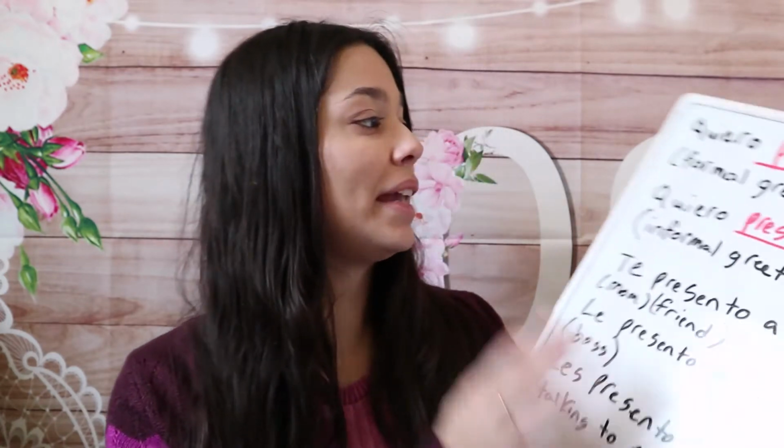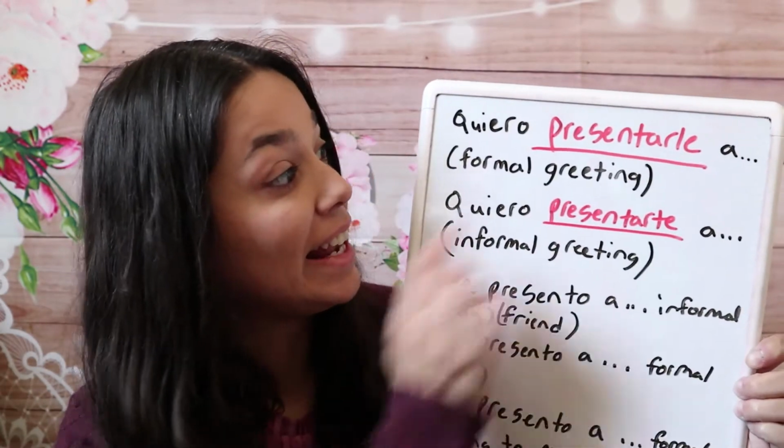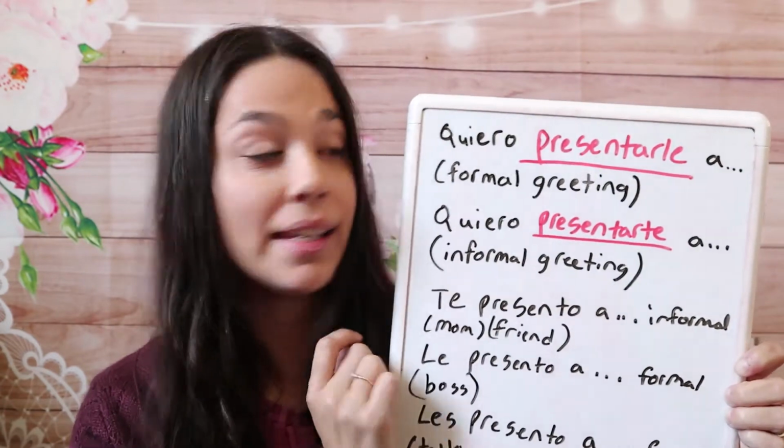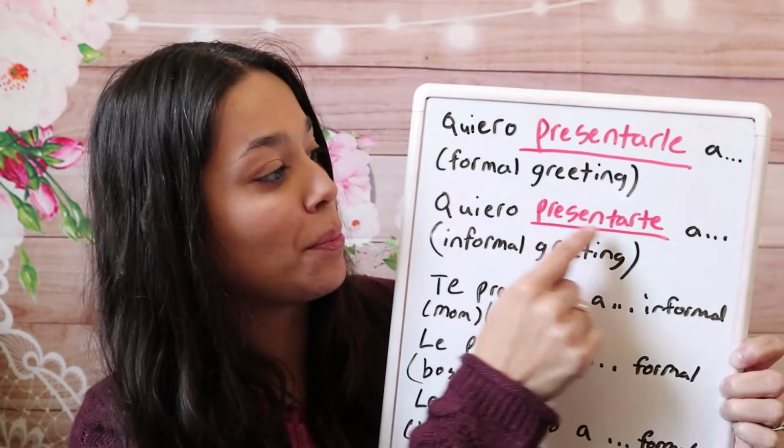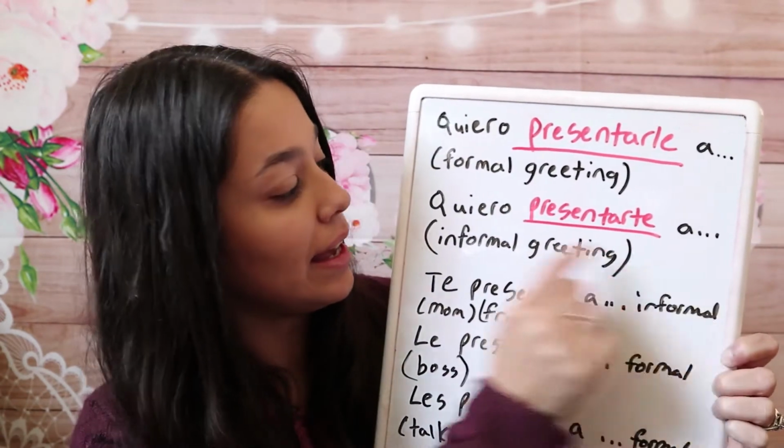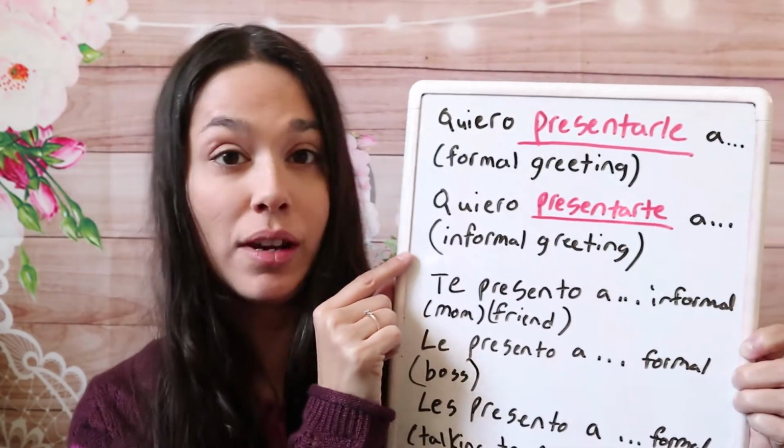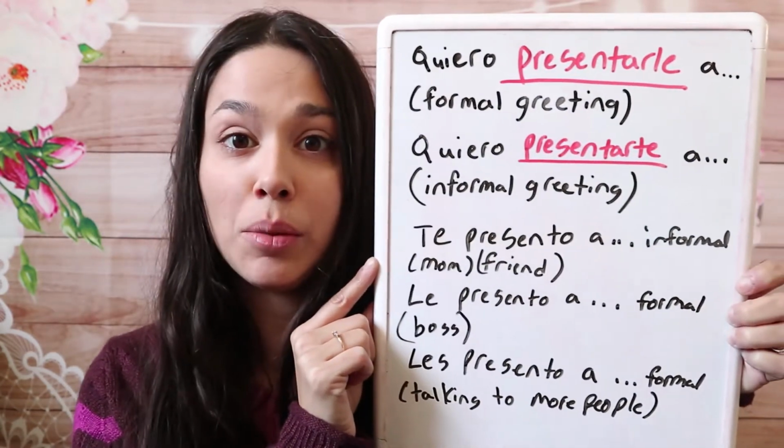So the first phrase I want to teach you is presentarle and presentarte. In the sentence, quiero presentarle a, presentarle with the L would be the formal greeting. Now, quiero presentarte with the T is the informal greeting. So again, quiero presentarle a, and then who you're presenting, formal, and quiero presentarte a, with the T, would be the informal greeting.